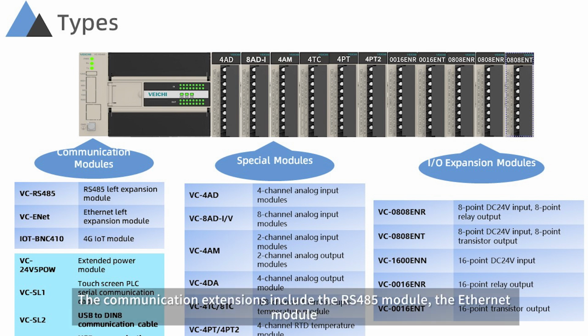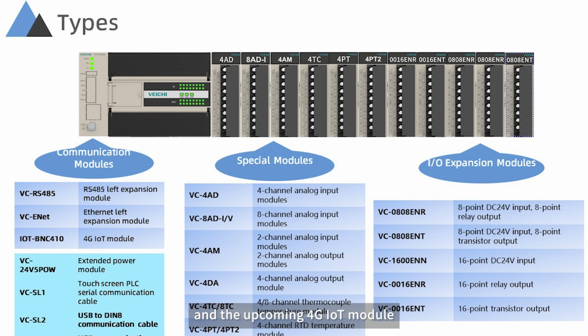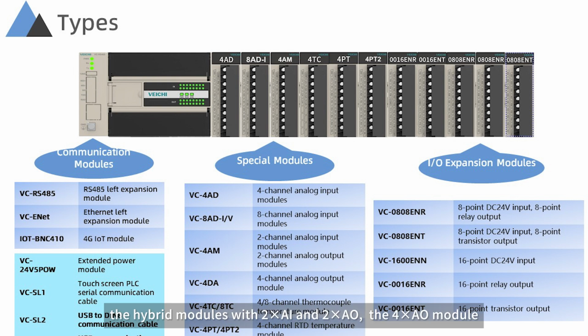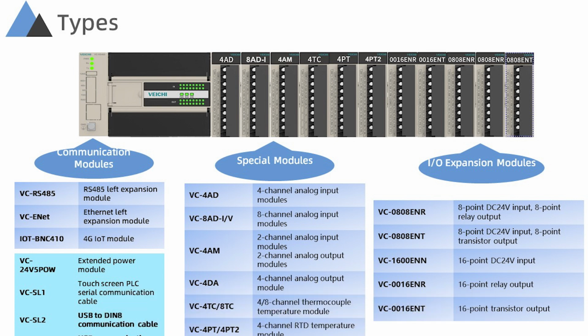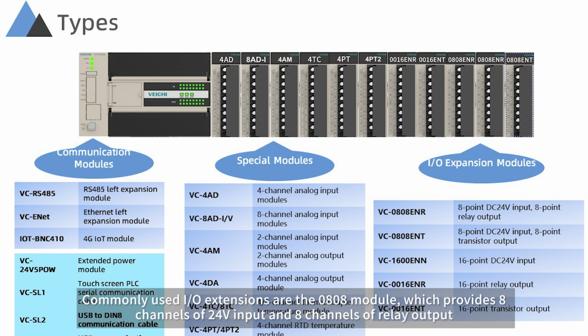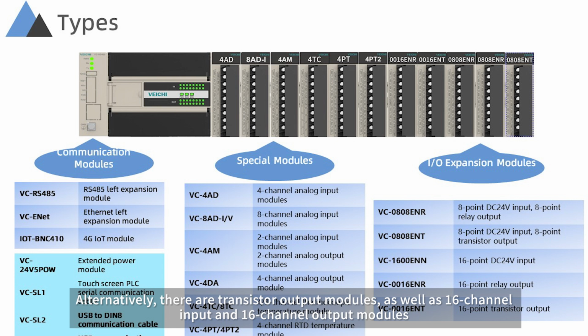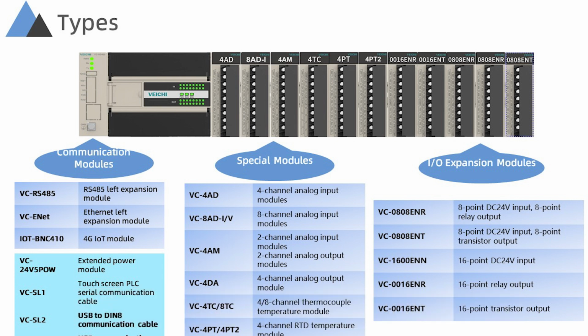The communication extensions include the RS485 module, the Ethernet module, and the upcoming 4G module. Functional extensions include the 4x or 8x AI module, the hybrid modules with 2x AI and 2x AO, the 4x AO module, the 4x or 8x thermocouple temperature modules, and 4x or 8x RTD, resistance temperature detector, modules. Commonly used I/O extensions are the 0808 module, which provides 8 channels of 24V input, and 8 channels of relay output. Alternatively, there are transistor output modules, as well as 16-channel input and 16-channel output modules.